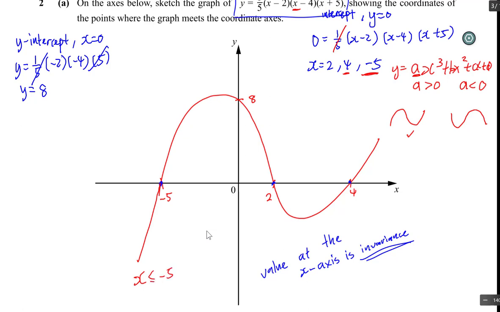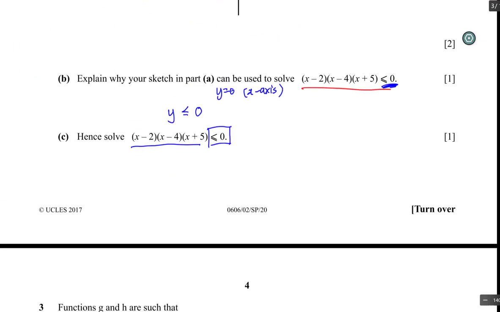Because here, all the part here is where y is less than 0. And all the part here is also below the x-axis, isn't it? So what is the x value here? The x value here will be between 2 and 4. Here, the x value will be less than or equal to -5. So we have both of these. x will be less than or equal to -5, or x will be between 2 and 4. Okay, so this is how we do this kind of question here. So I hope you can see it.